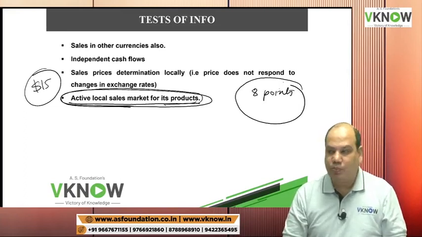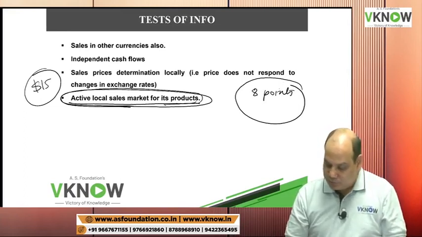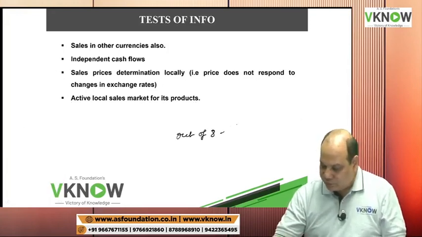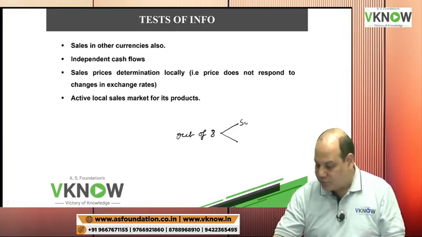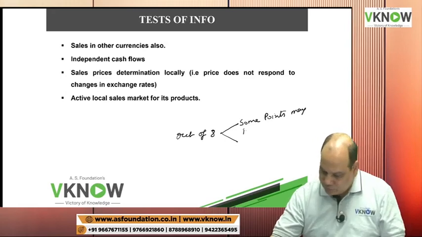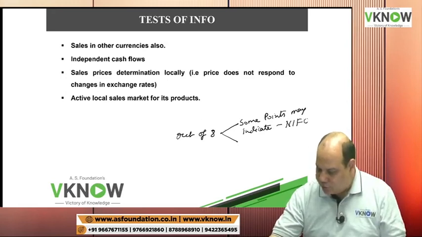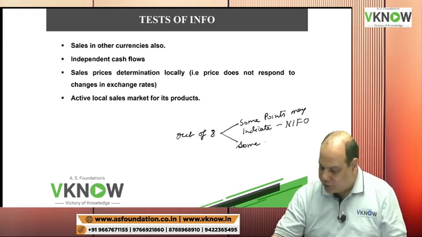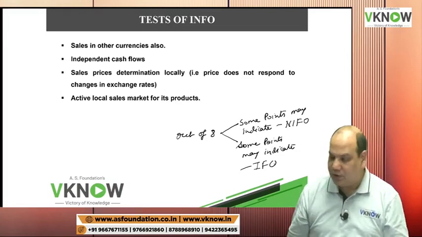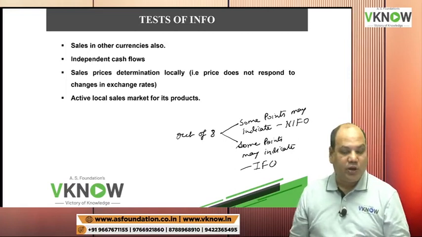Now there is a small problem here. What is the problem? Out of the 8 points, some points may indicate it is a non-integral foreign operation, whereas some points may indicate that it is an integral foreign operation. Not all conditions may get satisfied.